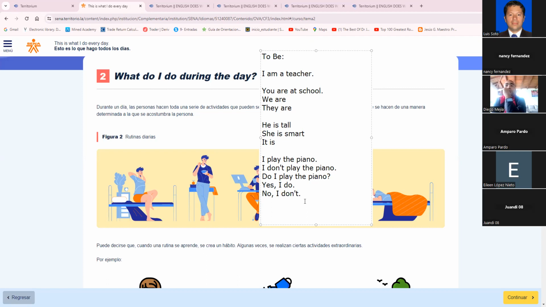Muy bien. Entonces, ¿ustedes ven por algún lado cuando utilizamos el auxiliar do? ¿Ven ustedes algún verbo to be por ahí? ¿Un am, un are o un is? ¿Cierto que no? Yo no veo ninguno. I play the piano. I don't play the piano. Do I play the piano? Yes, I do. No, I don't. I don't see any verb to be in that written form. Okay? No lo veo. De forma escrita yo no veo absolutamente ningún verbo to be.